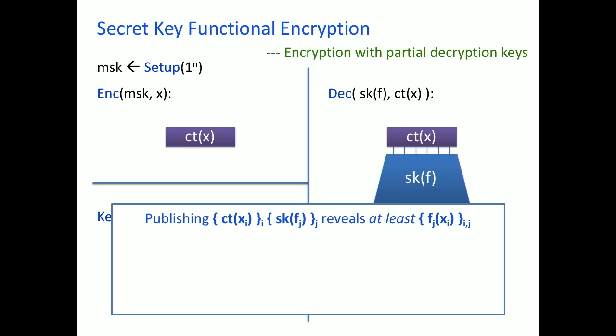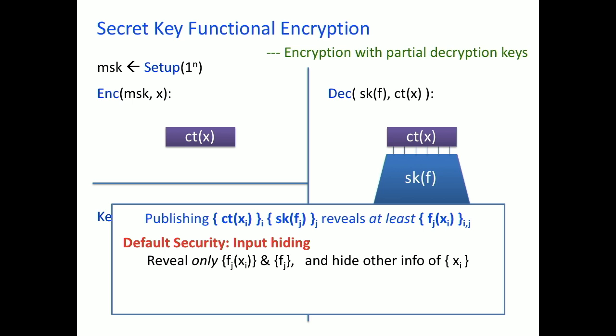This functionality allows us to do the following. One can publish a set of ciphertexts for different inputs xi and publish a set of secret keys for different functions fj. And by the functionality, we can already evaluate all possible outputs fj on xi. Okay, there's a quadratic number of outputs.